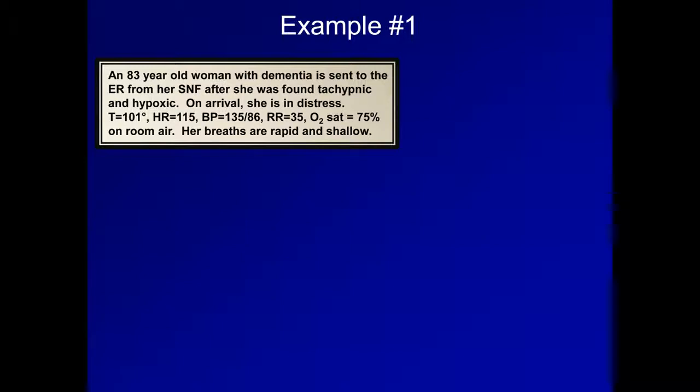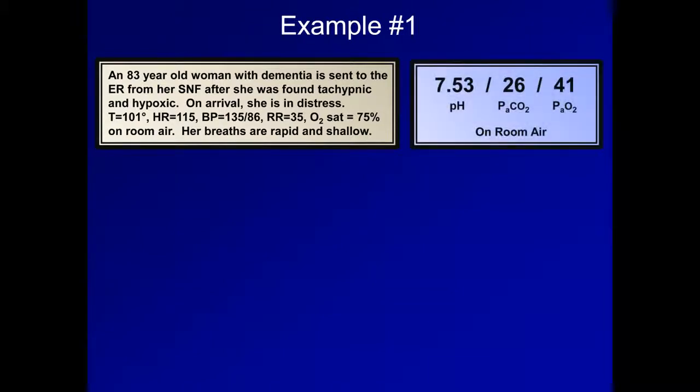Example 1. An 83-year-old woman with dementia is sent to the emergency room from her skilled nursing facility after she was found to be tachypnic and hypoxic. On arrival, she is in distress. Temperature is 101 degrees. Heart rate is 115. BP 135/86. Respiratory rate 35, and O2 sat is 75% on room air. Her breaths are rapid and shallow.